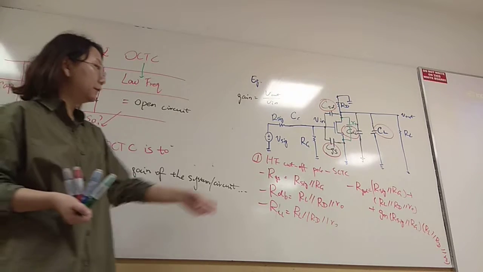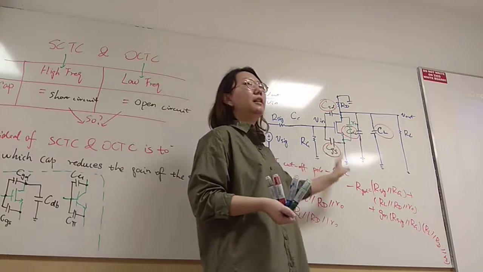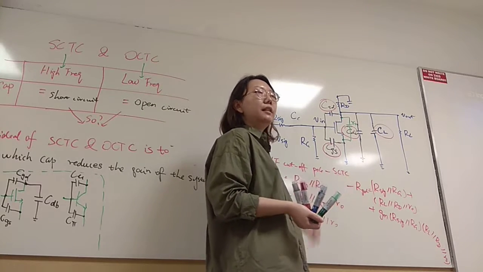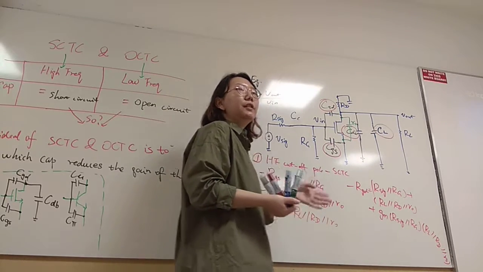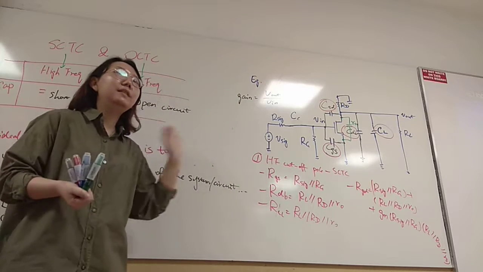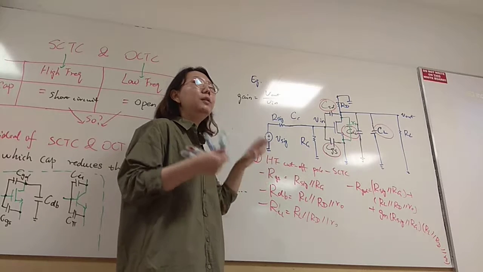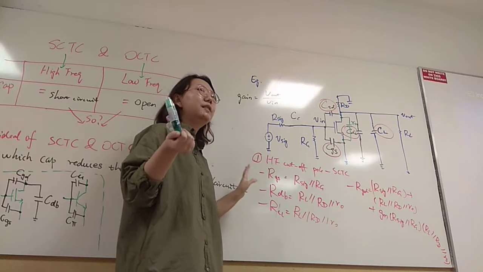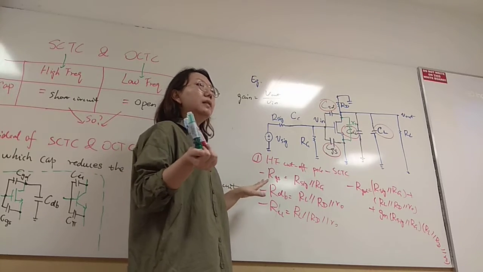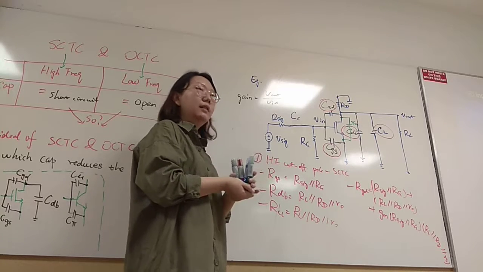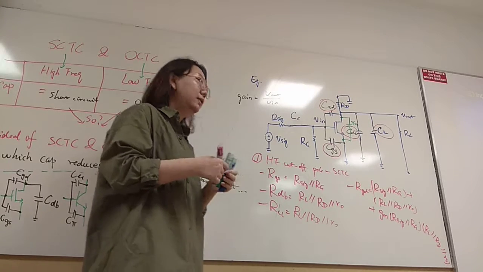So we finished, right? We got 4 troublemakers and we got 4 resistances. So what's the next step? We finished this step already. We know which ones are the troublemakers. We know the corresponding resistance seen by all these troublemakers. What's the next step? Final step is to?